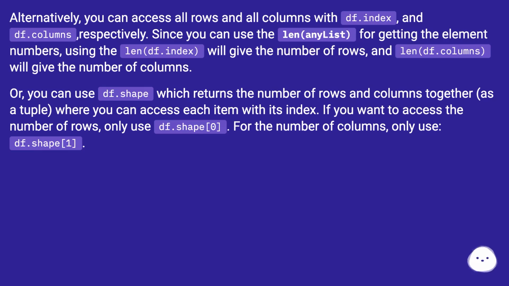Or, you can use df.shape, which returns the number of rows and columns together as a tuple, where you can access each item with its index. If you want the number of rows, only use df.shape[0]. For the number of columns, only use df.shape[1].